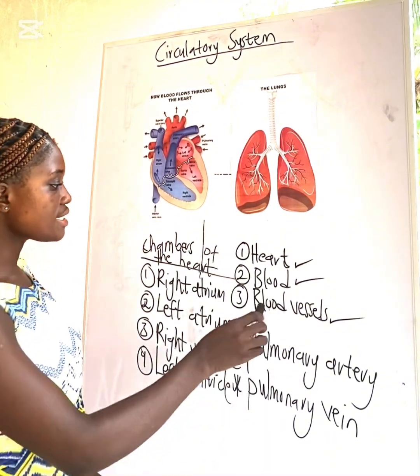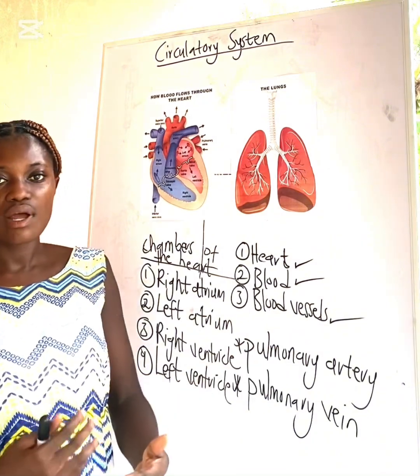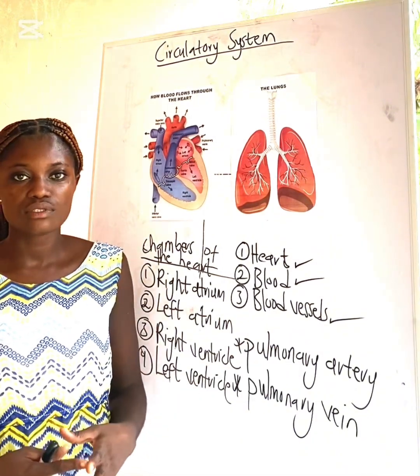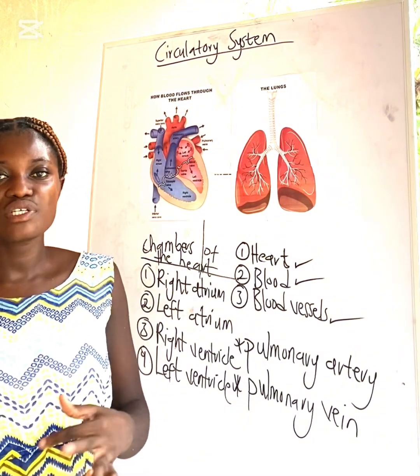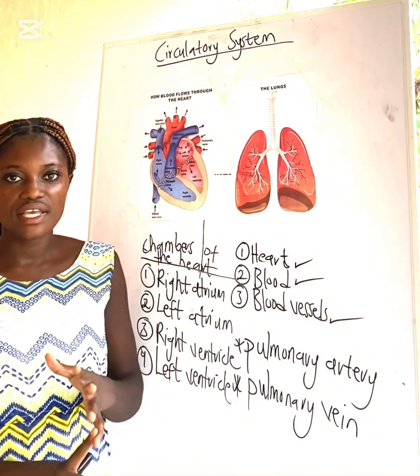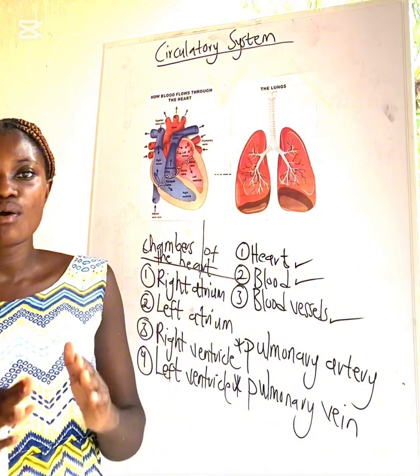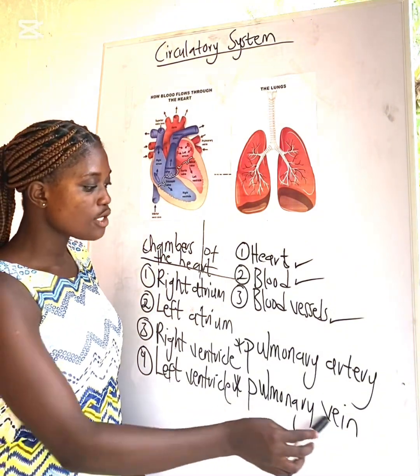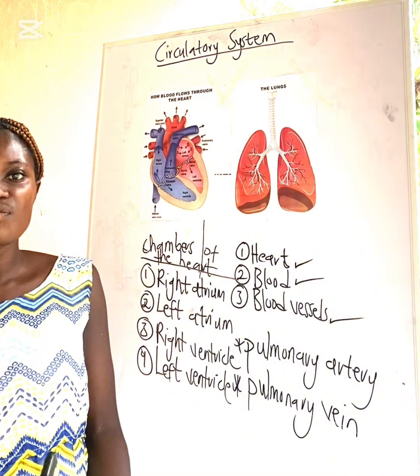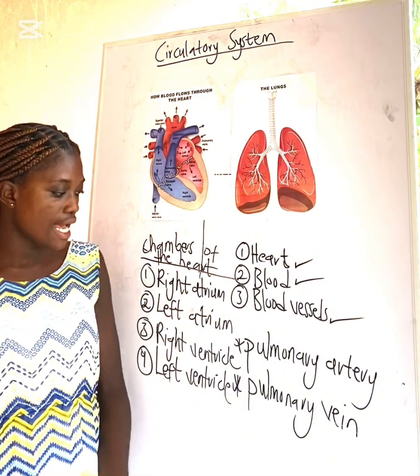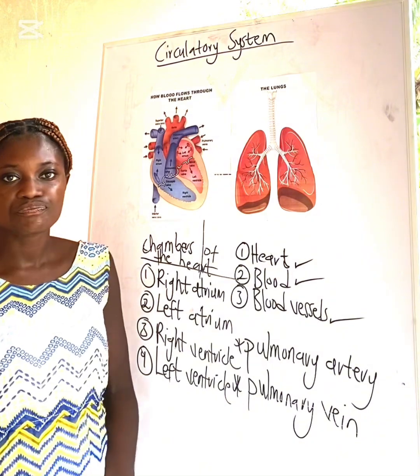So let's take the blood vessels. There are three main types of blood vessels. We have veins, arteries, and capillaries. All veins carry deoxygenated blood except the pulmonary vein.